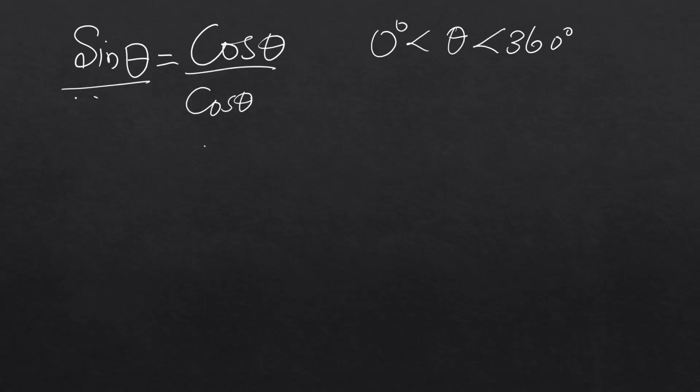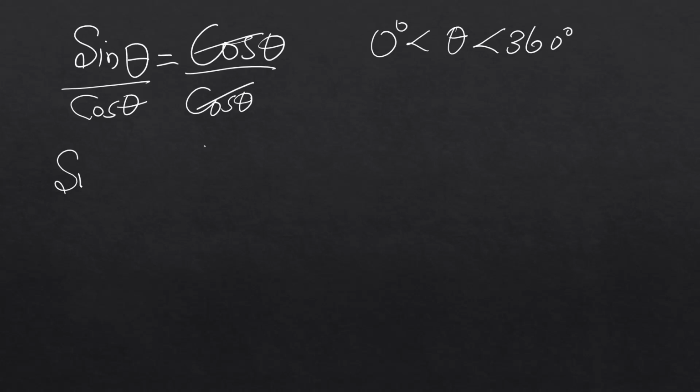Theta is the angle, but there is a restriction they gave us. They said that the angle must be less than 360 degrees and it must be greater than 0 degree. That simply means that particular value of theta cannot be 360 and it must not be 0. So it can be any other number between 0 and 360. That's the essence. So the first thing is to simplify this equation by dividing both sides by cos theta.